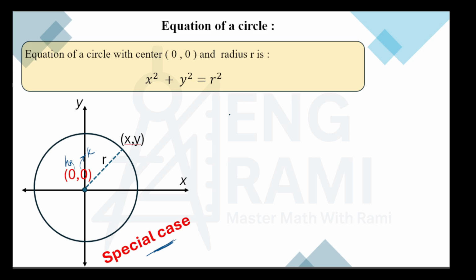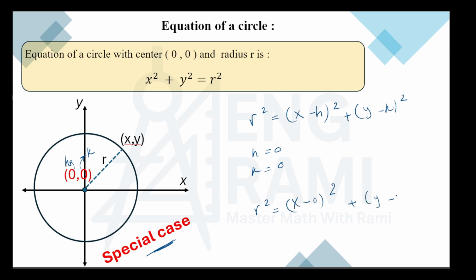We know that r squared equals (x minus h) squared plus (y minus k) squared, with h equals 0 and k equals 0. Then r squared equals (x minus 0) squared plus (y minus 0) squared, so r squared equals x squared plus y squared. This is the equation of a circle when its center lies on the origin of the coordinate plane.